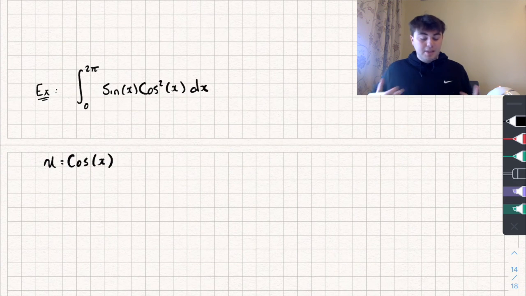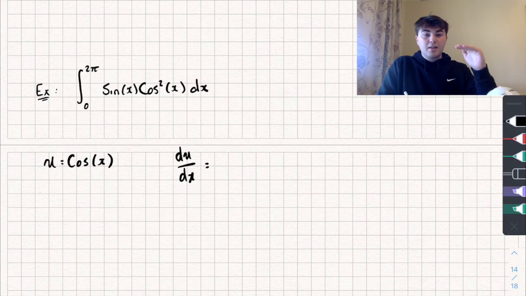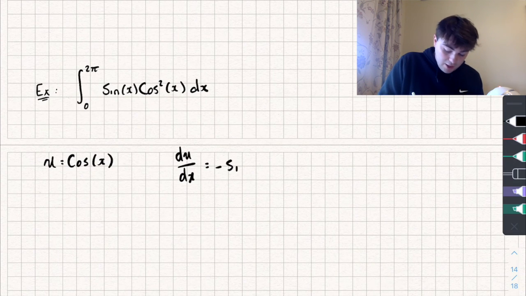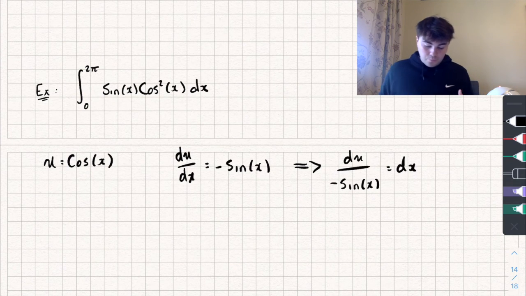Now from here, we're going to do the same steps as before. We're going to calculate du by dx. And if we do that, cos of x differentiates to negative sine of x. And then we can rearrange this to make dx the subject, and we get du divided by negative sine of x is equal to dx.